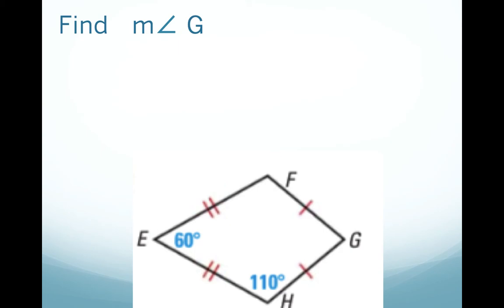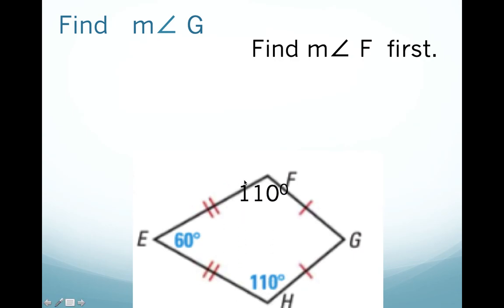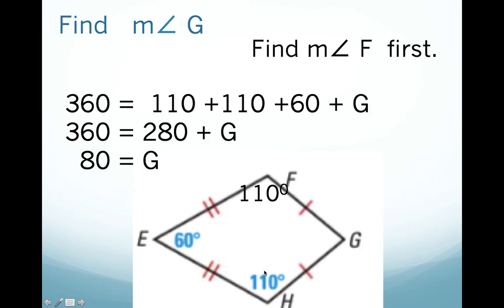In order to find the measure of angle G, first I will find the measure of angle F. That would be equal to the angle across from it, so that's 110 degrees. I know that all four angles add up to 360, so I can write this equation and then use algebra to solve for the measure of angle G.